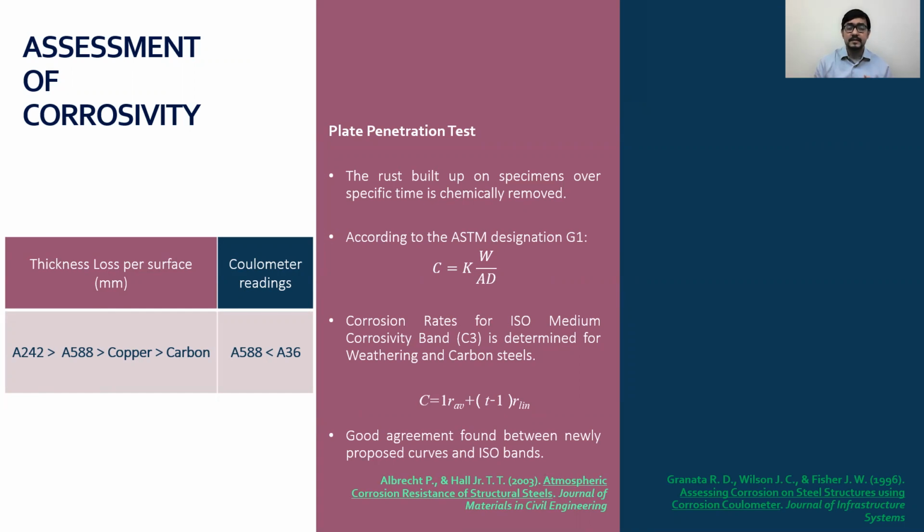In this equation, C is the average thickness loss, R average and R linear are the average corrosion rate and steady state corrosion rate respectively in millimeter per year, and T is the total amount of years that has been taken into consideration.